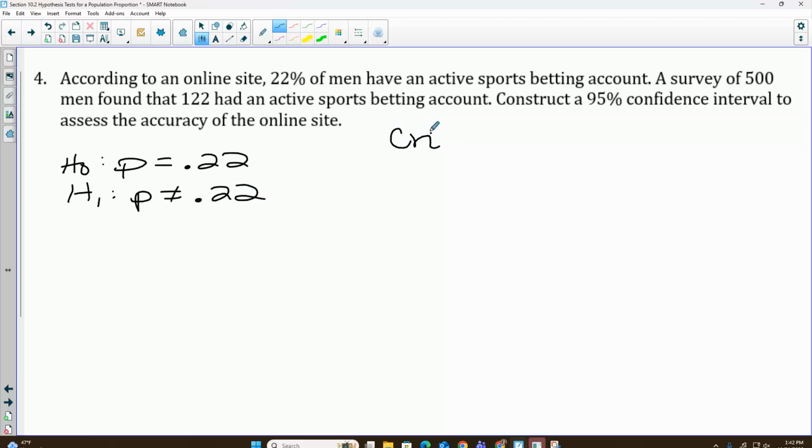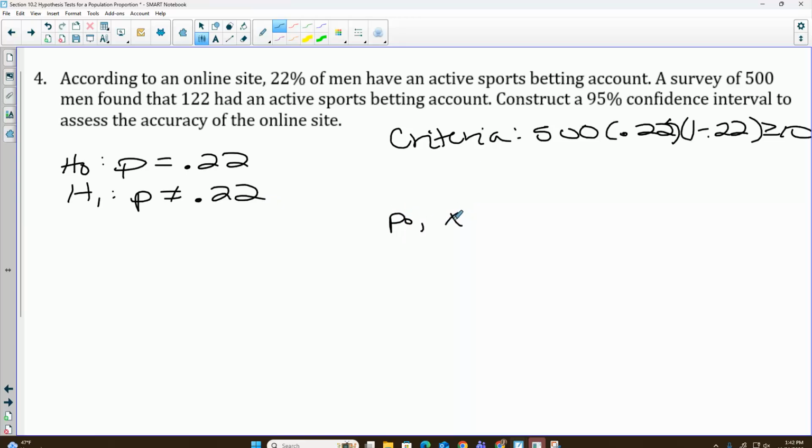Okay, check your criteria. My N, 500, is 0.22, times 1 minus 0.22. It's 85.8, so that's greater than 10, we are good. So, stat test number 5. P of my null is 0.22. What's X? 122.